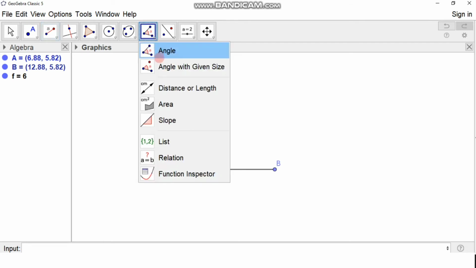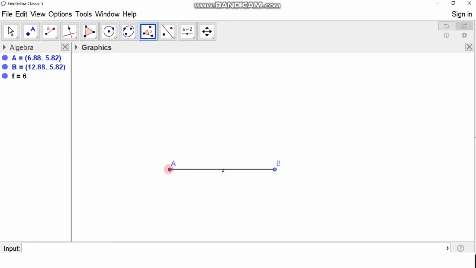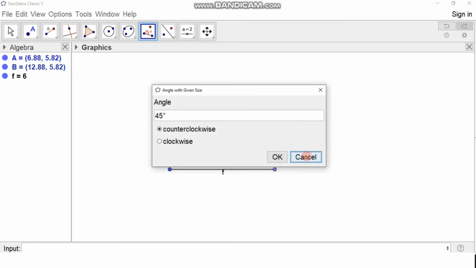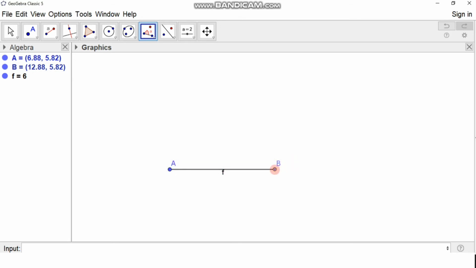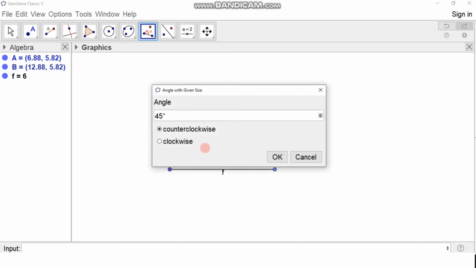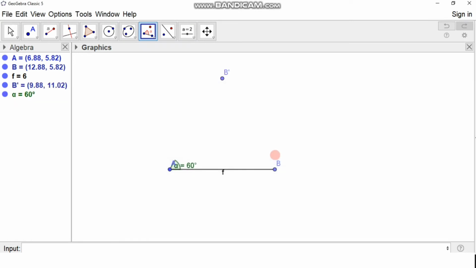For that, we have one icon here, angle with given size. We will click on that. We have to draw an angle at point A. So firstly we'll click on point B, then at point A, and then we'll have an input box where we have to type the measure of the angle we are looking for. Let us draw an angle with measure 60 degrees. We'll get this angle.